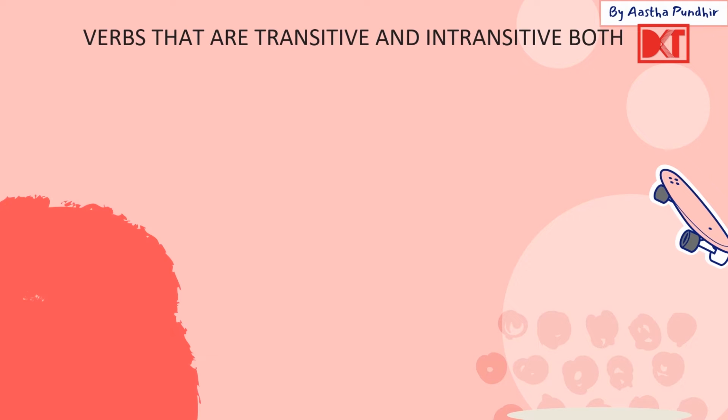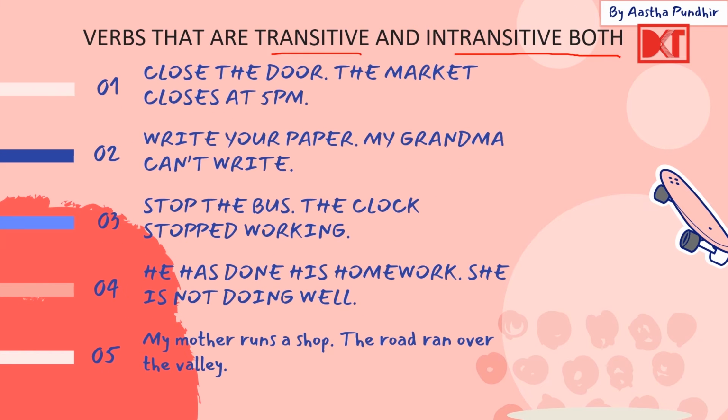Okay, so here we will be doing a very interesting category of verbs that are transitive and intransitive both. As in how, we will see these examples, and we'll figure out what I'm trying to say. The first sentence says, close the door. Now here, can we ask the question of what? Close what? Close the door. So here, the verb close requires the object, the door, to complete its meaning. Right? So, close here is a transitive verb.